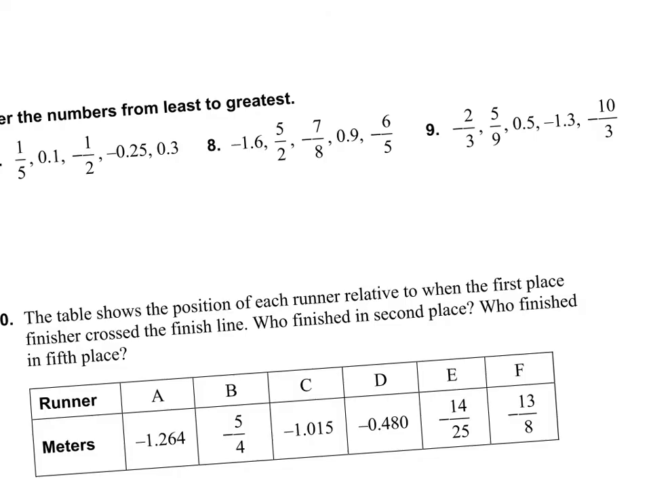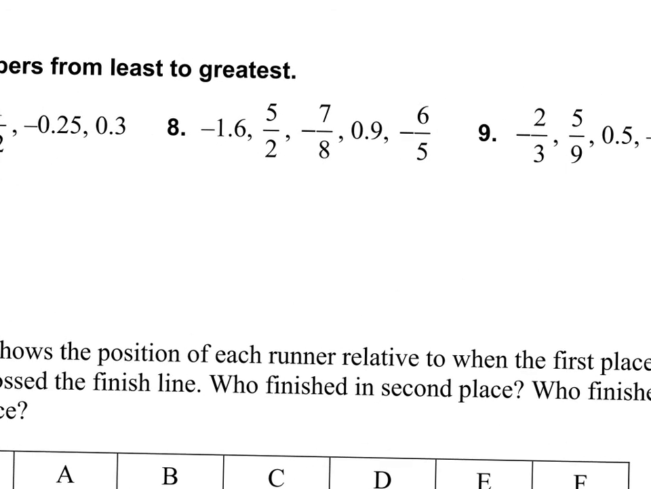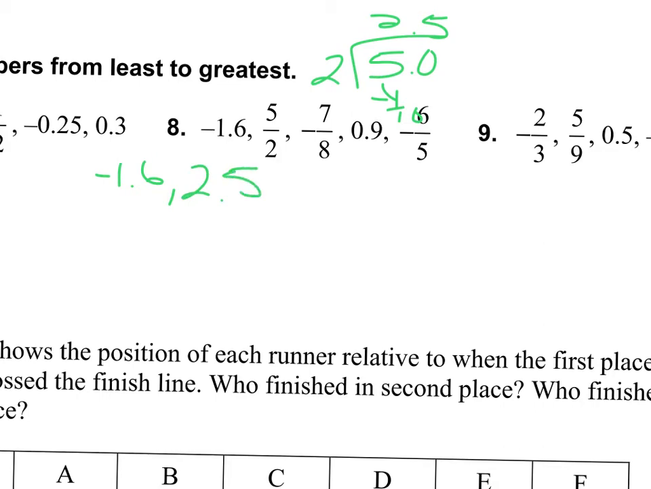Okay. Moving on to number 8. If I move on to number 8, we're going to have to get all of them the same. So I'm going to go decimals again. So negative 1.6 stays the same. 5/2. So if I take 5 divided by 2, 2 goes into 4, that would be 4, subtract, 1, add a 0, add a decimal, drop that 1 down. 2 goes into 10 5 times, so I get 2.5 for that one.